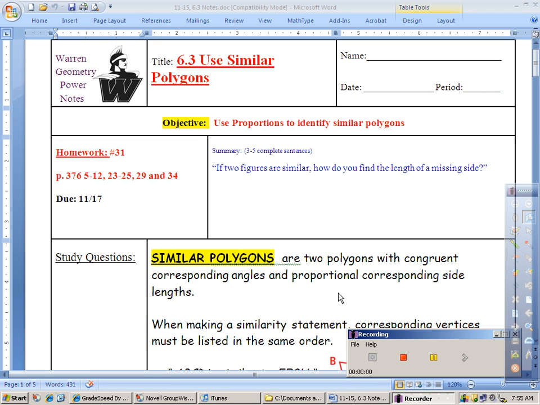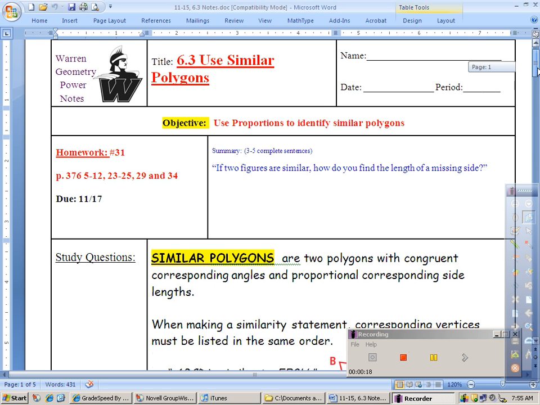Okay, these are the notes for the November 15th assignment. In class, page 376, numbers 5 through 12, 23 through 25, 29, and 34. It's homework number 31. This is 6.3, the use of similar polygons.